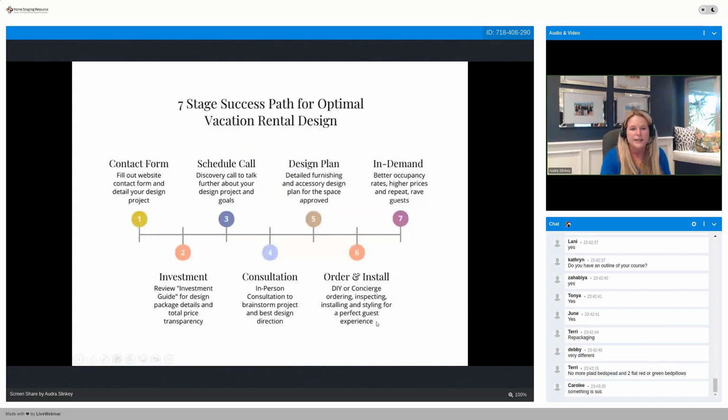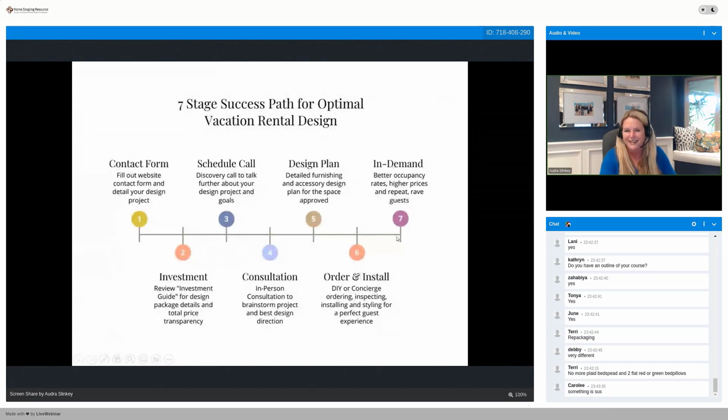So what does that look like in the training? When we talk about a process for success for your clients, this is one that I would showcase. Where a client fills out a questionnaire, a form on your site, they get your investment guide for this service, they schedule a call because their interest is piqued. They've been a little pre-qualified because they know that you can't price or completely furnish an Airbnb for under $2,000, which they may think they can, but you can't. Nobody can. And then you go in for a consultation. You've got your design plan, order and install, and guess what?